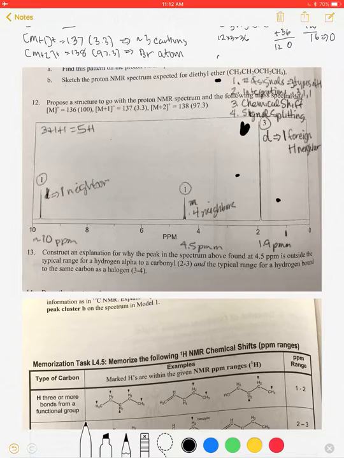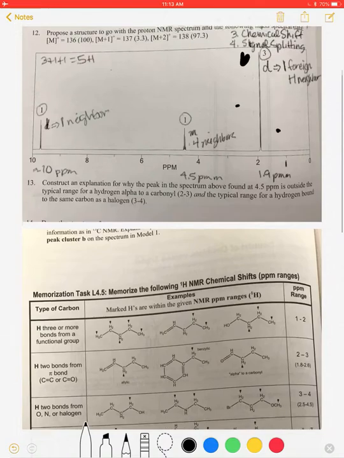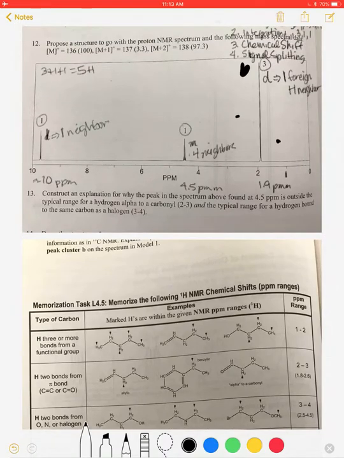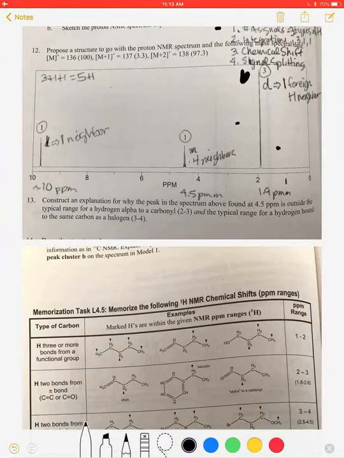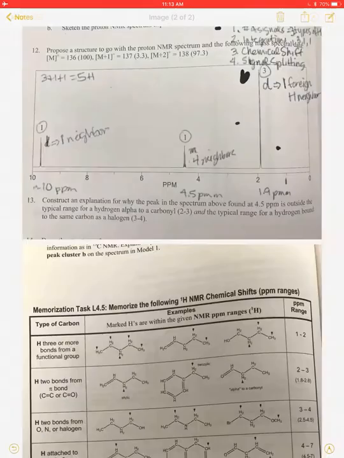And we need to look at the chemical shifts here for a moment. So a chemical shift of between 1 and 2, let's look up here at our memorization task, L4.5. We can see in a range of 1.2, the typical ones are a hydrogen that's 3 or more bonds from a functional group. So like we've got this peak that has 3 hydrogens, so it might be typical to this first one here, where we've got those 3 hydrogens. And then they're bonded to a carbon with other hydrogens. So let's check that out.